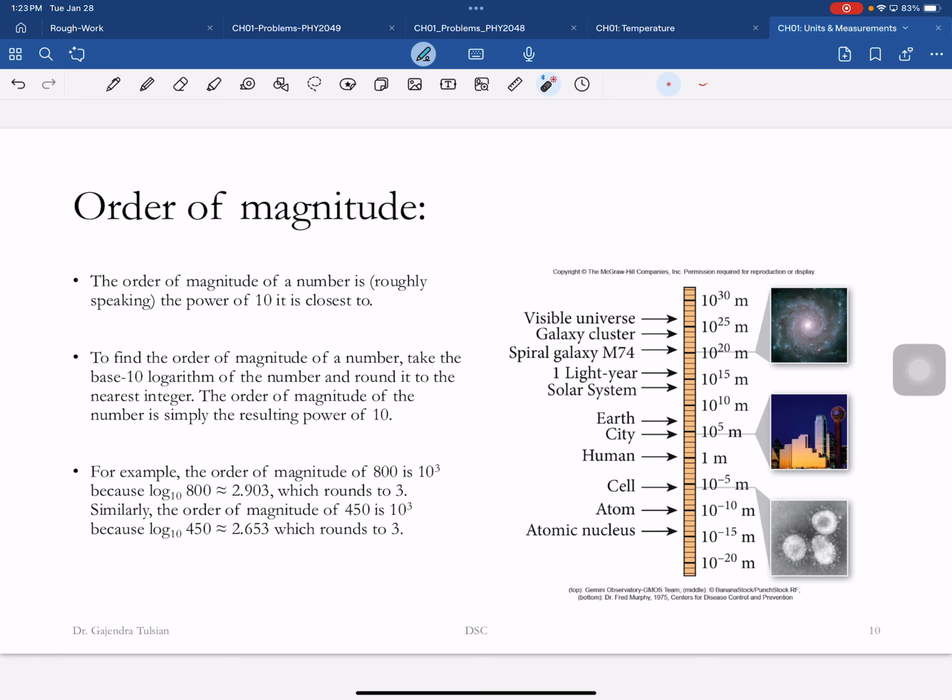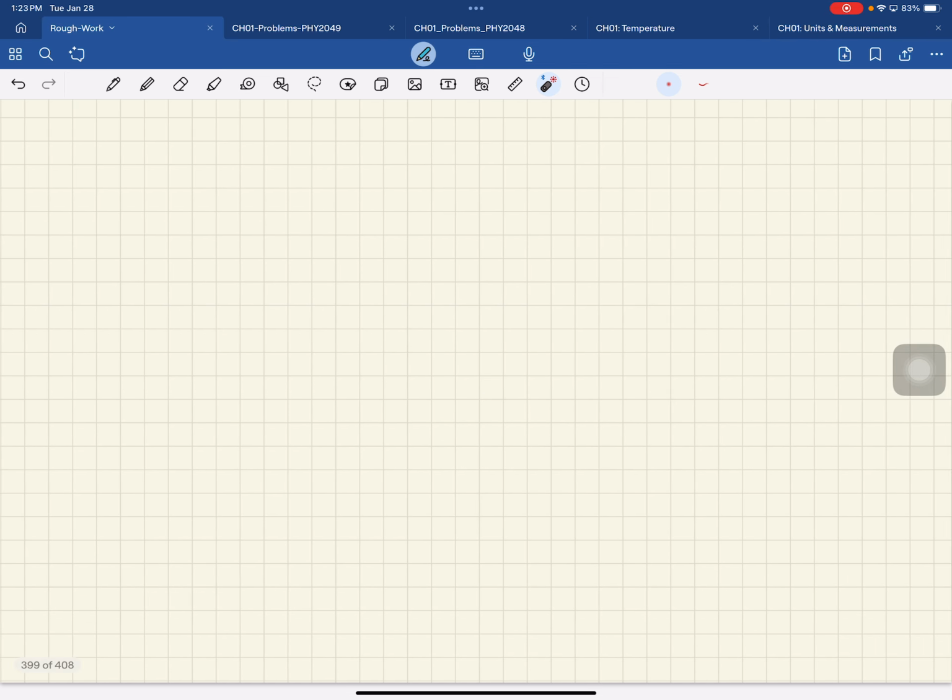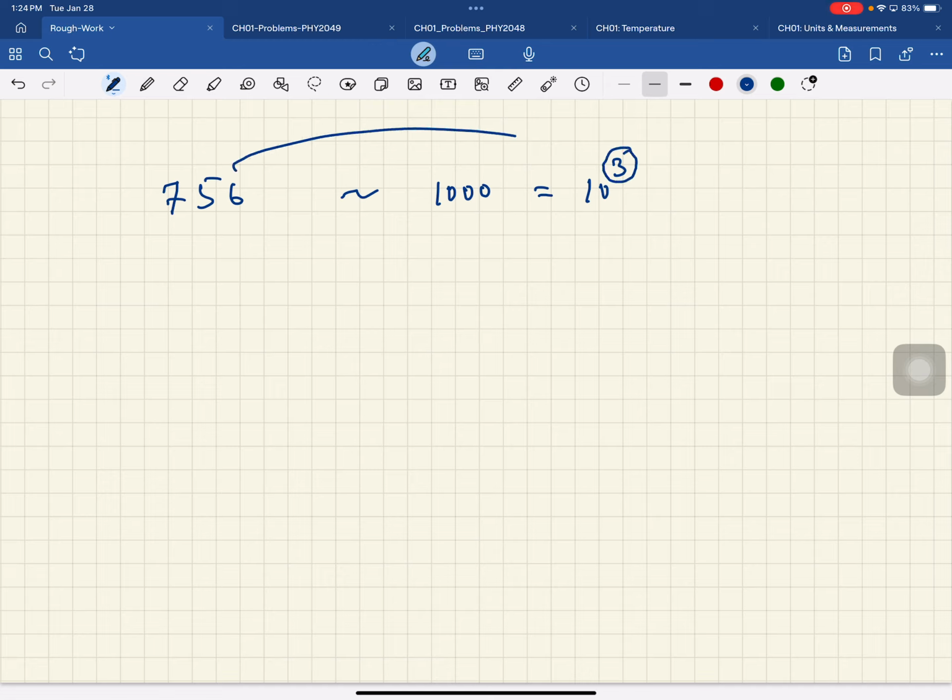So here's what order of magnitude means. Okay. So let's say you have a number 756. Okay, this is close to 1,000. Okay? And 1,000 is 10 to the power 3. So the order of magnitude of this number is the power of 10 it's closest to. Okay? That's what the order of magnitude means. How about this? What's the order of magnitude of this number? 2. 2. Okay, this is close to 100. Okay, that's the order of magnitude.